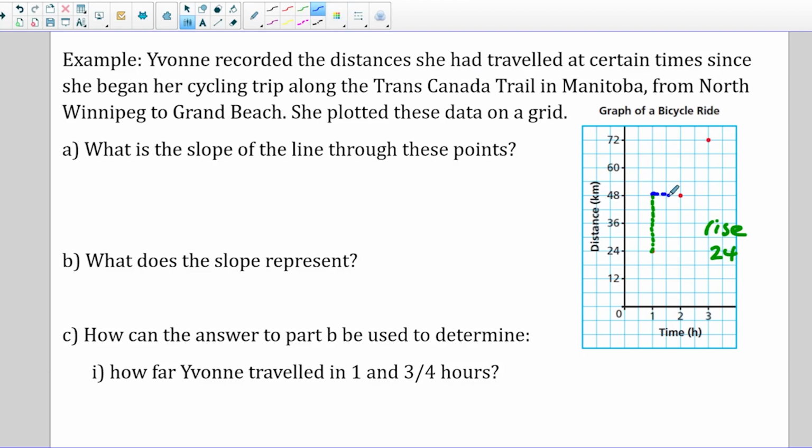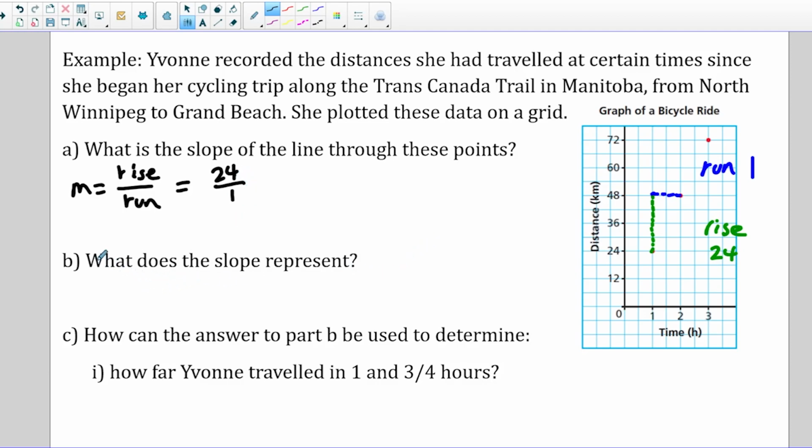Then we're going to look at the run, and we can see along the scale at the bottom, each square is actually worth 0.5. So when we go across 2 squares, we're actually only moving 1 hour. So our run is just 1. So we can go ahead and calculate the slope. We can say that slope is equal to rise over run, which is just equal to 24 over 1.